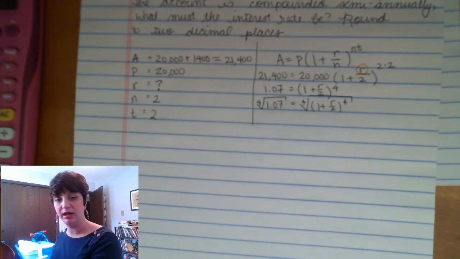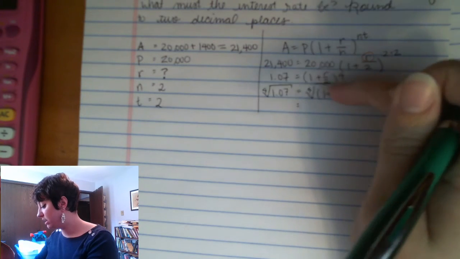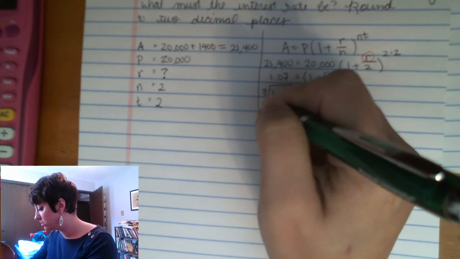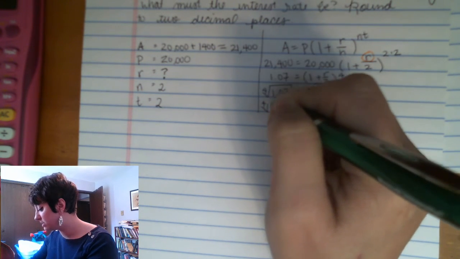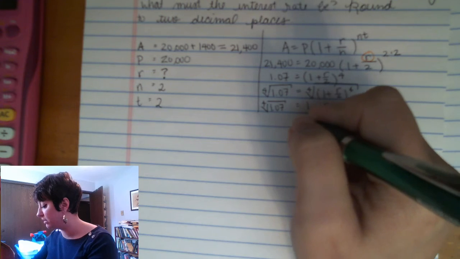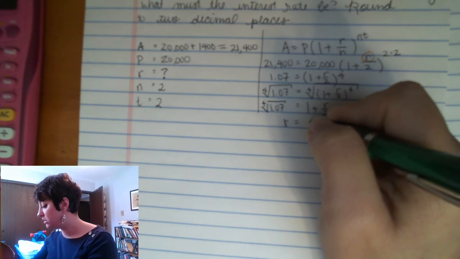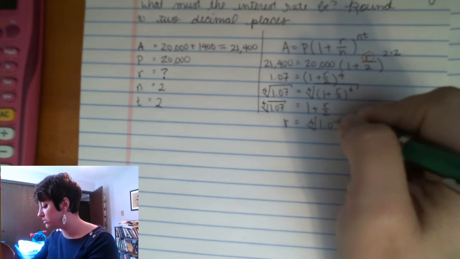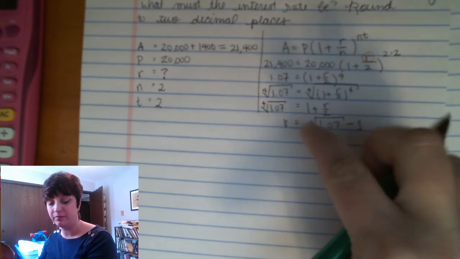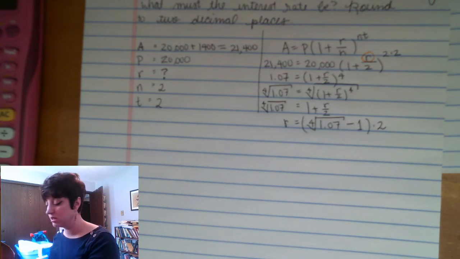All right, so here's what I have. Then the 4th root and the 4th power simplify, giving me 1 plus R over 2 equals the 4th root of 1.07. I would just leave this as the 4th root of 1.07 for now, and then worry about simplifying when you're in the calculator. So I need to subtract 1, that gets me the 4th root of 1.07 minus 1, and then I'm going to need to multiply by 2. So that's going to be my rate.